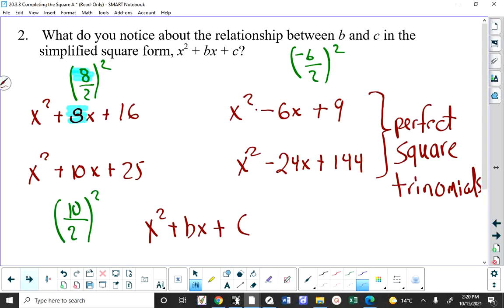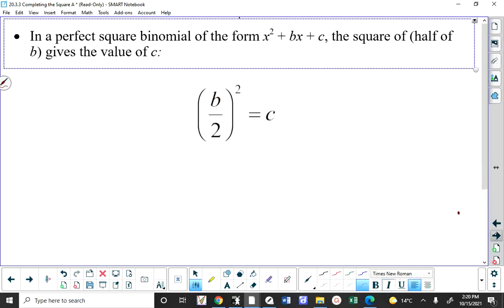As long as the leading coefficient, the coefficient of the x squared, is 1. Okay. So what is the answer here? Well, the answer is given on the next page. If you take a look at the top of the next page, I think is how I organized it. In a perfect square binomial where you have x squared plus bx plus c, if you divide b by 2 and square it, you will get c.